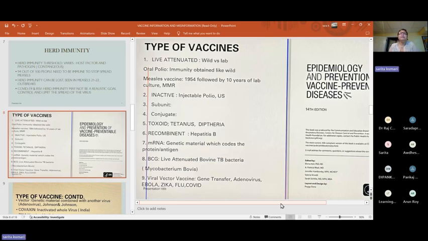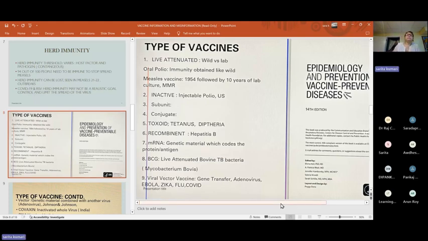Another live attenuated vaccine is BCG, which is also given in India. BCG is also called bovine TB bacteria. So in old age, people used to drink milk without pasteurizing, and people had this TB, which is bovine TB from animal, from the cow. And they saw that it was also protecting to some extent against human TB. So that's how it was started. So the BCG is a live attenuated bovine TB bacteria, and that is given at childhood.